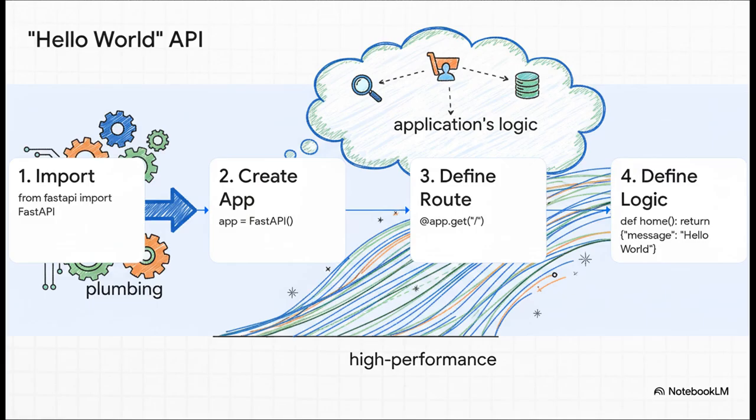In 4 lines of code, 4, you have a fully functional, high-performance web server. This level of simplicity is an absolute game changer. It lets you focus on your application's logic, not all the plumbing underneath.